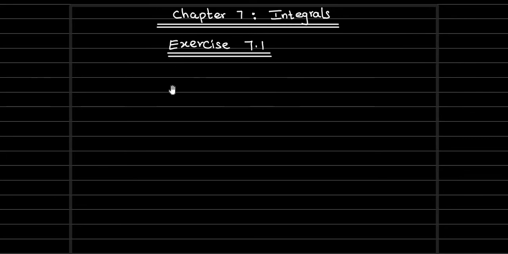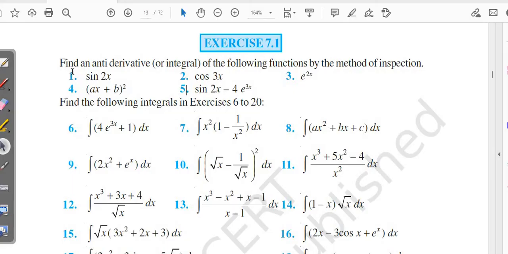In this video, we are going to see the CBSE Maths Grade 12 Chapter 7 Integrals, exercise 7.1. Find an antiderivative or integral. So from this we can note down that antiderivative and integral both are the same. Of the following functions by the method of inspection. So without using the integration formulas, with the method of inspection, we have to find the antiderivative for these 5 questions.